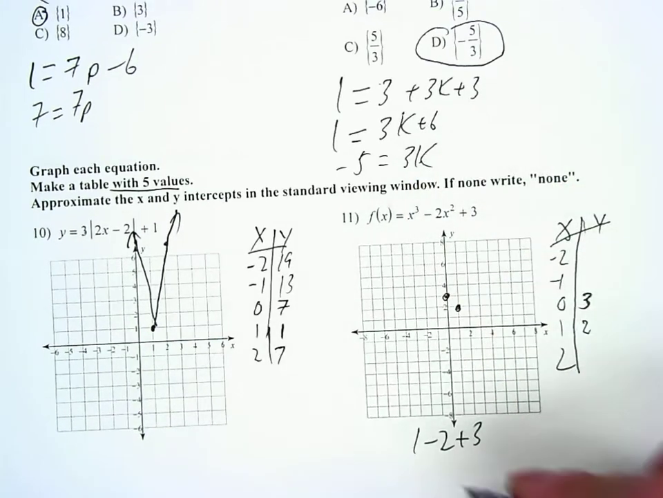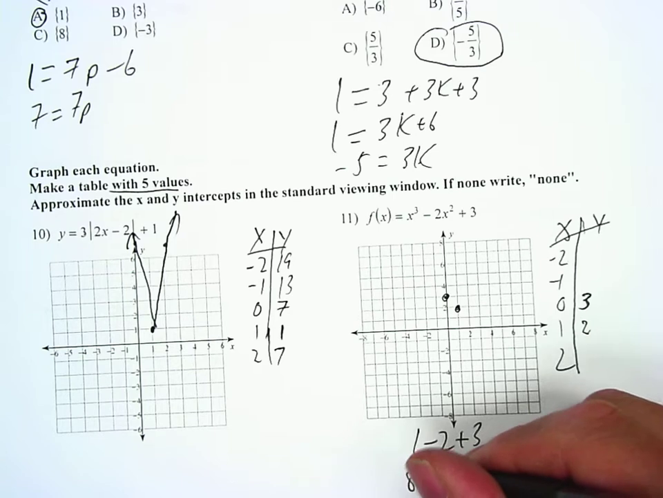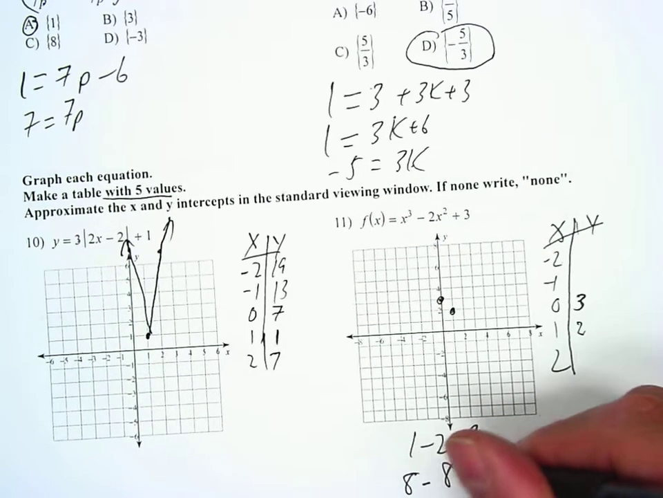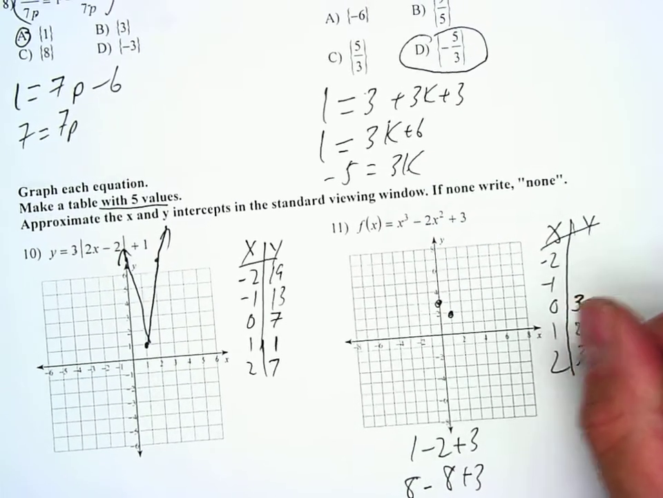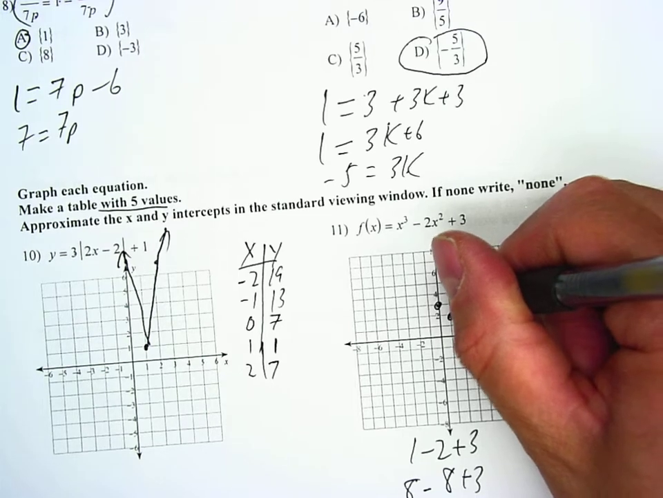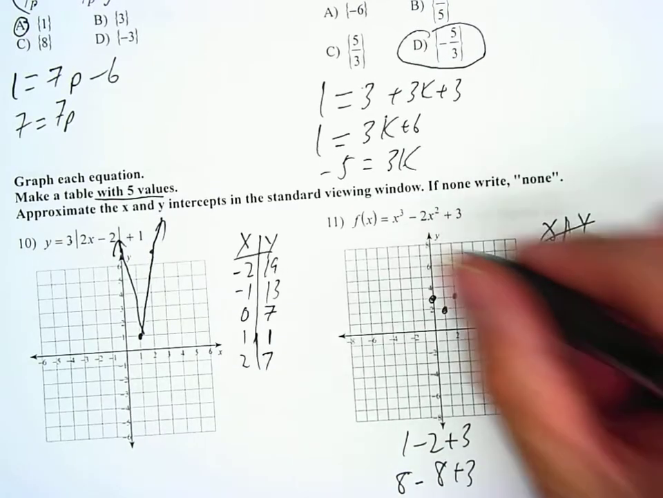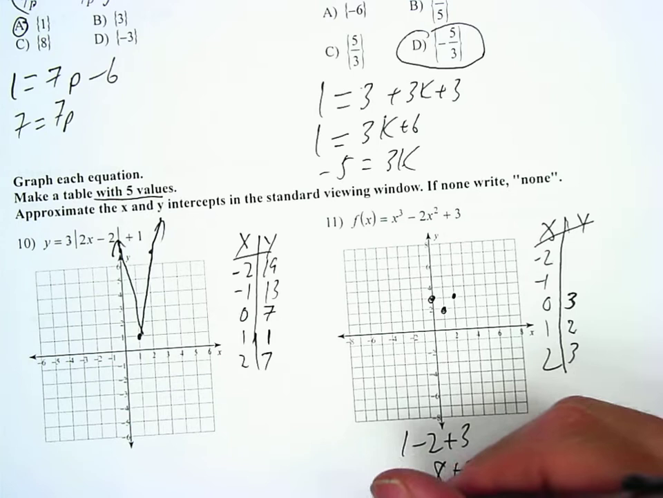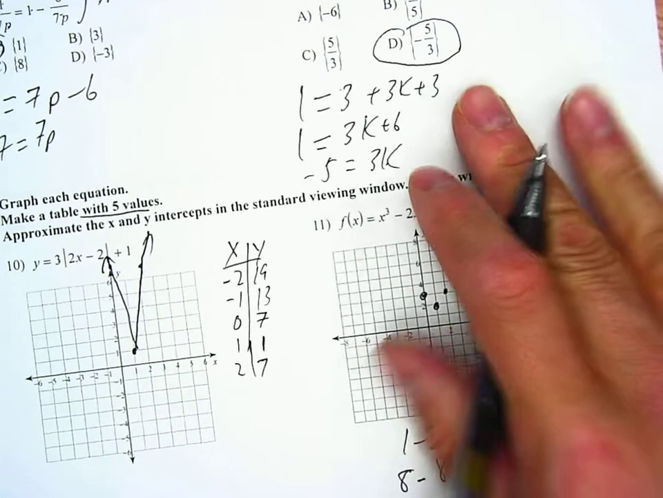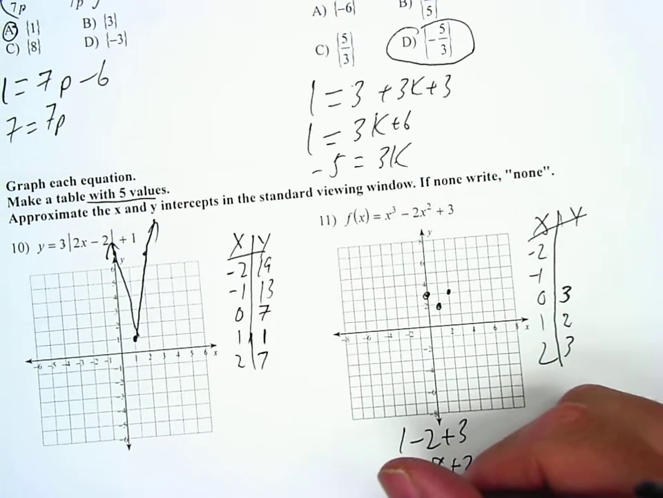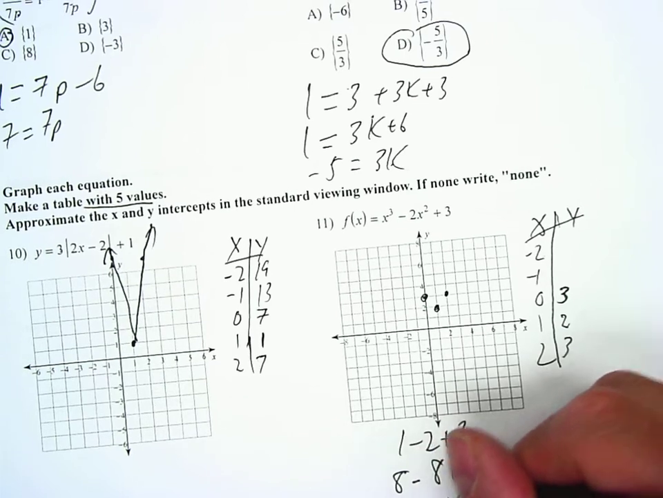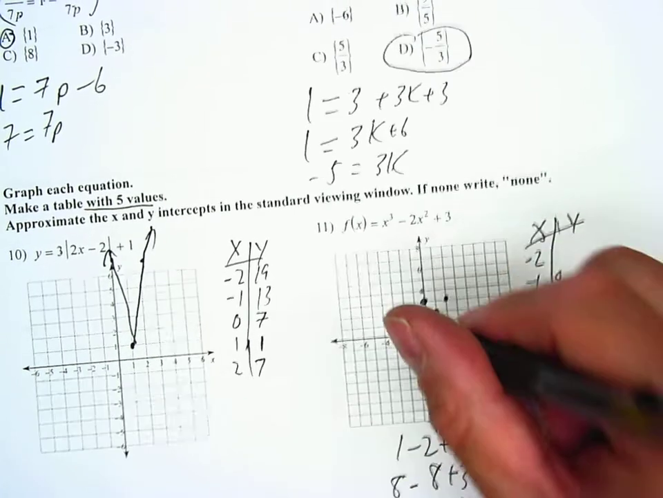Then we're going to do 2. So 2 cubed is 8. 2 times 4 is also 8. So 8 minus 8 plus 3. So there's 3 again. So 2 comma 3. Then we're going to do negative 1. So negative 1 cubed is negative 1. Negative 2 times 1 is negative 2. So negative 1 minus 2 plus 3. Well, that's 0. Negative 1 is 0.